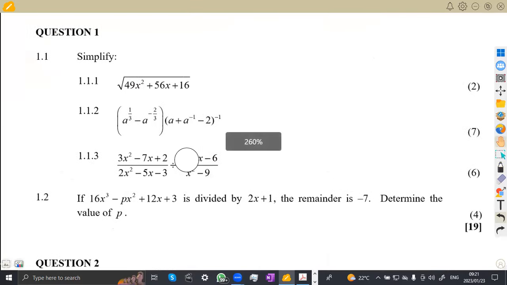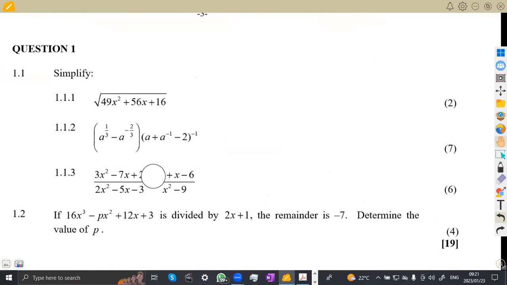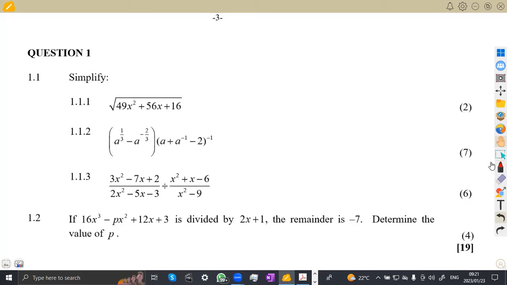On 1.2, we are given that if 16x to the exponent of 3 minus px squared minus 12x plus 3 is divided by 2x plus 1, the remainder is 7, determine the value of p. I'm just going to work it out here, I'm not going to waste much of your time. What you need from the remainder theorem, guys, is if you divide by a certain expression, equate that expression to 0.